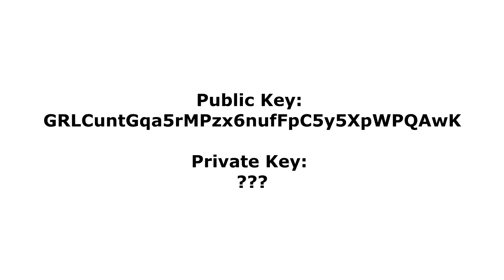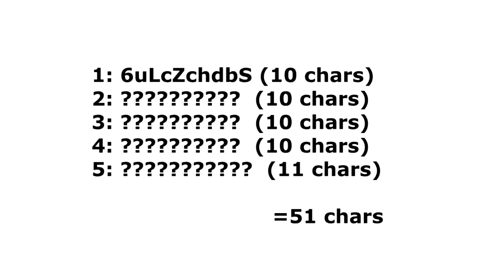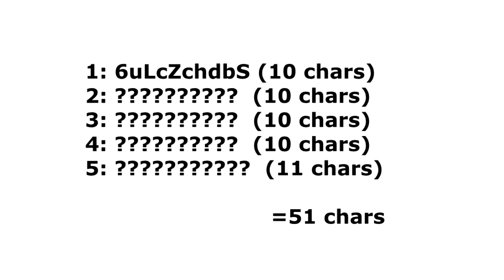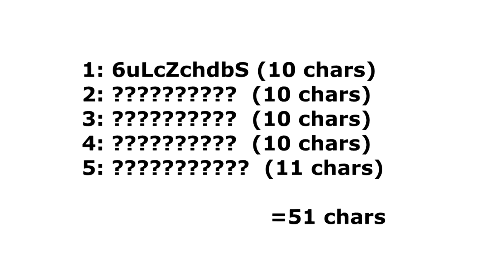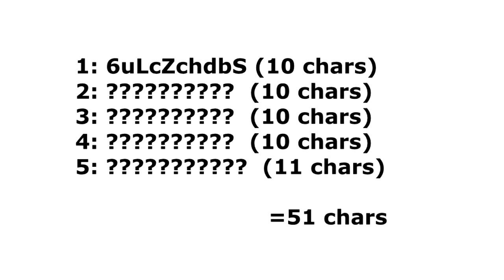If we look at the public key, we can tell it's not a usual public key. It's prefixed with grlc hunt, and as a result we know that it's a vanity gen private key. Vanity gen private keys are always 51 characters in length, and we know that the first part is 10 characters long, so if we split the rest up into 10 character segments, we get 4 parts of 10 characters length and 1 part of 11 characters length. So we know there are 5 parts in total.